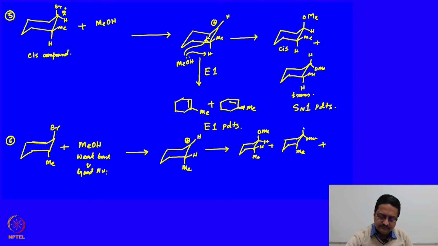In addition, you would get only one elimination product, because this proton is not suitable for elimination. So, you would only get one of the two elimination products as this. The backside elimination of this can happen only when this bond can break, and that is not possible. Therefore, you only get one elimination product.